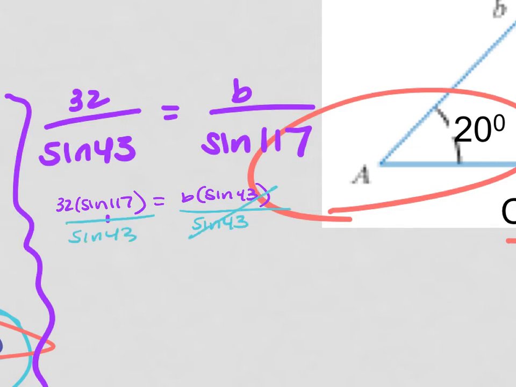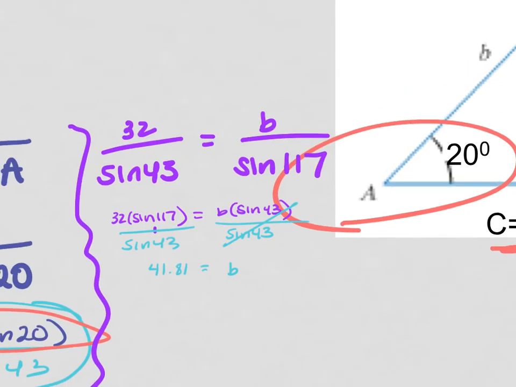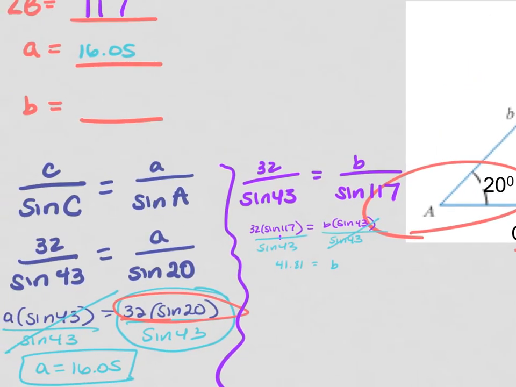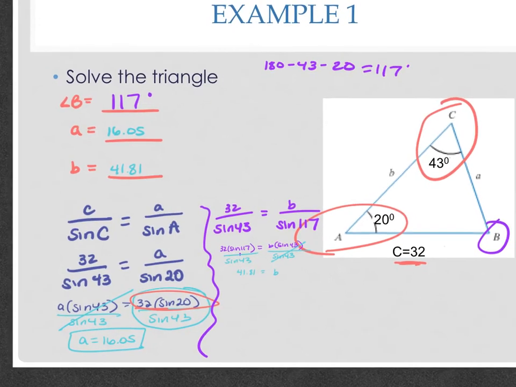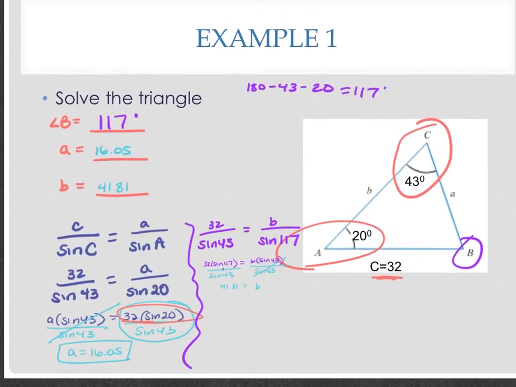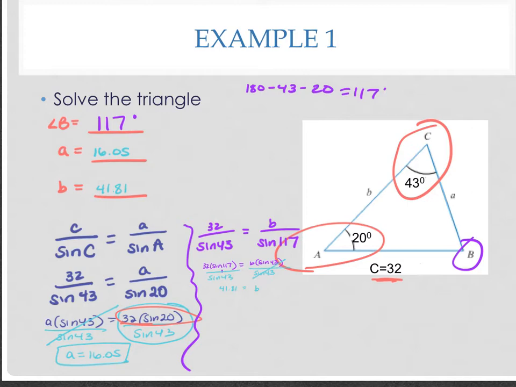These cancel, and I get 32 sine of 117, closing the parentheses, divided by the sine of 43, and I get side b is 41.806, so 41.81. Again, the quiz and most of what you're going to do will tell you to keep 2 decimal points on these types of questions. So you want to be consistent. Sometimes it'll say nearest tenth. You'll see that when we get to word problems and stuff, but most of the time it will say 2 decimal places.